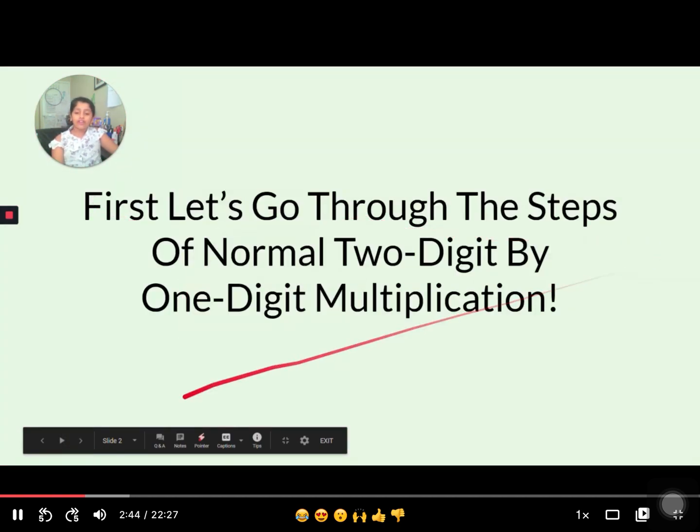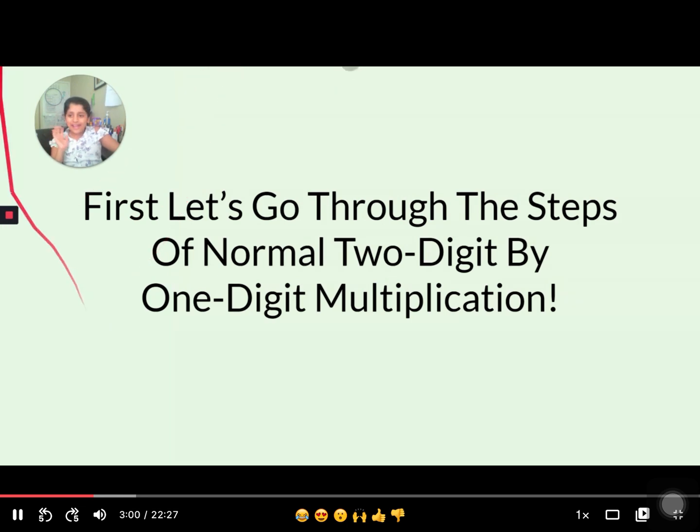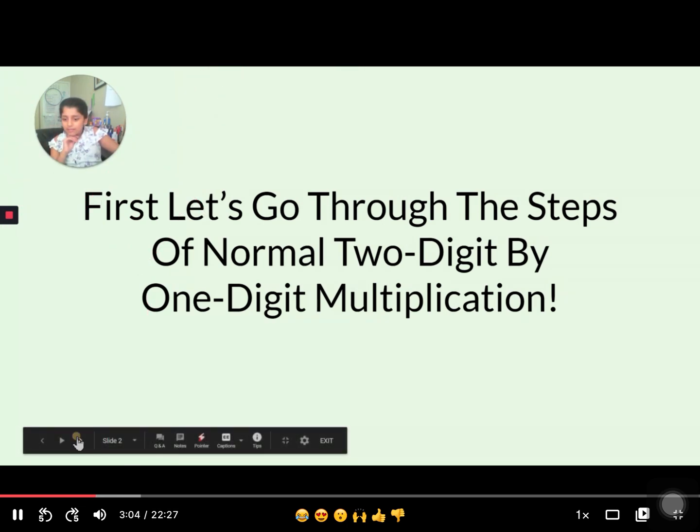First, let's go through the steps of normal 2-digit by 1-digit multiplication. Before we do that, I just want to say I hope you guys like the slides because I made them kind of my own. I chose a theme of yearbook, but then I cut it into my own type of slides, like a new creation. So I'm going to move to the next slide.